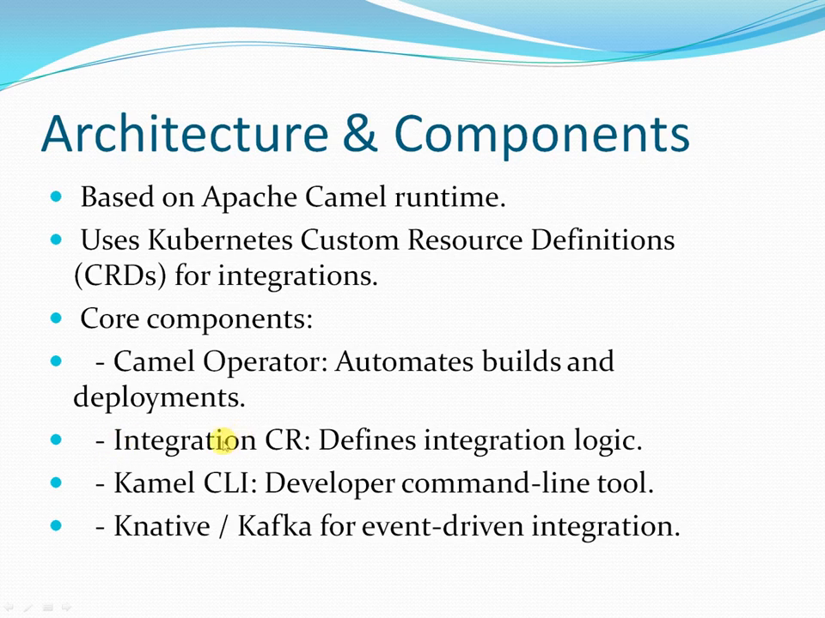As I mentioned, the Integration is the custom resource, which defines the integration logic or integration flow, whatever we are writing in the DSL. They provide a command line interface, the Camel CLI, which is used to run the application, view the application, and delete the application. And Knative and Kafka are used for event-driven integrations.